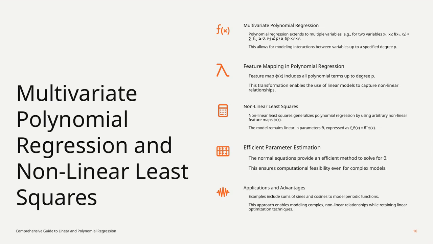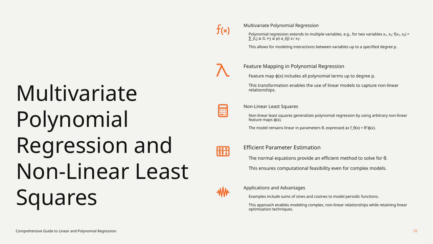When we extend polynomial regression to multiple variables, it becomes multivariate polynomial regression. For example, with two variables x1 and x2, our model sums over all combinations of powers up to degree p, like a sum over i and j where i plus j is less than or equal to p, of the coefficient a_ij times x1 raised to i times x2 raised to j. This way, we can model interactions between variables quite flexibly.